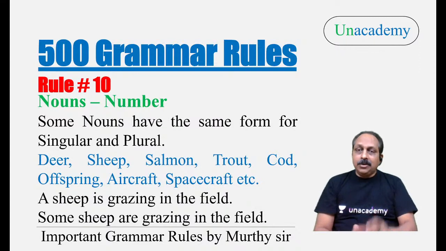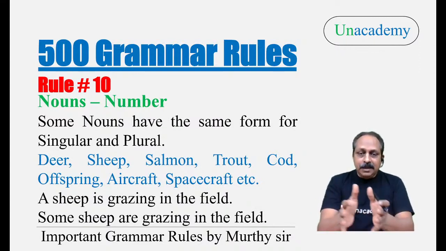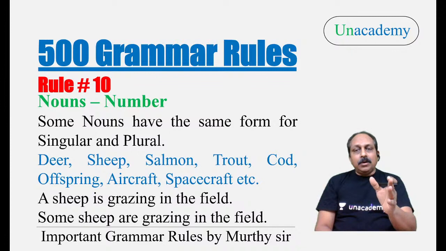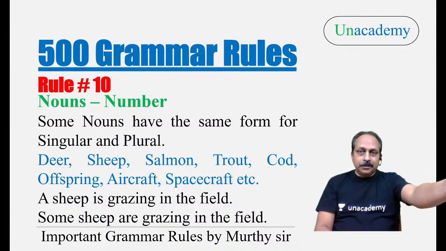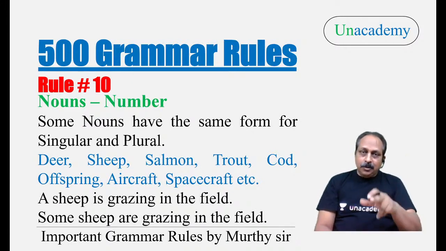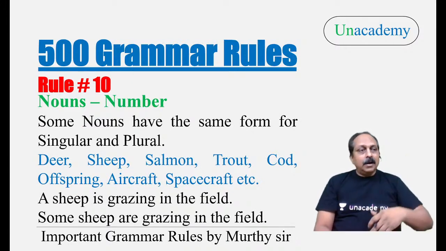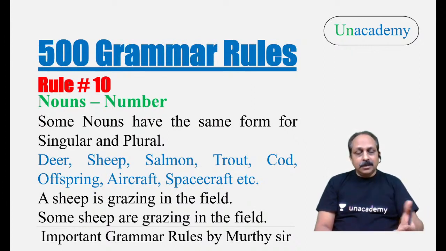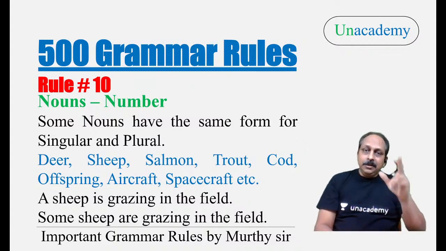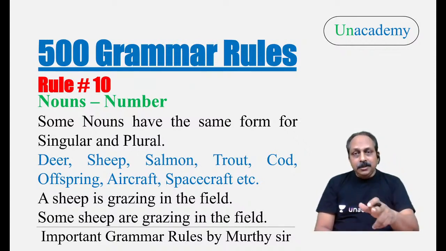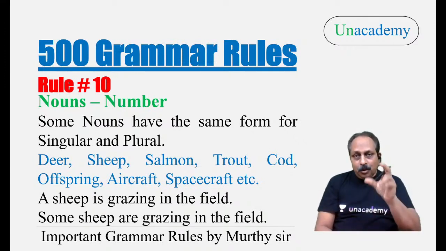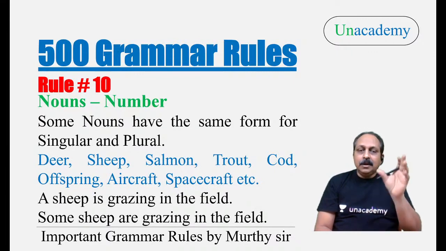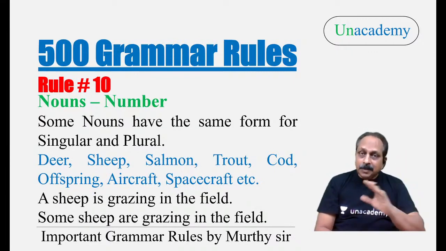Let me read out the examples. A sheep is grazing in the field. Here I'm talking about one particular sheep. I saw one and I say a sheep is grazing in the field. One, so singular verb: is grazing. Here the verb changes. I saw some sheep. Then what do I say? Some sheep are grazing in the field. So is grazing, I'm talking about singular. Are grazing, I'm talking about plural. Whether it is singular or plural, you must have noticed in both the examples there's only one word. Which one is that? Sheep. I haven't said sheeps. That is not correct.